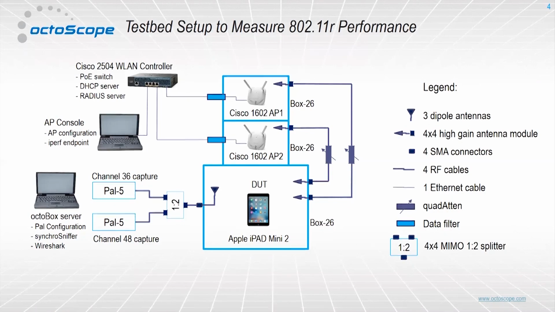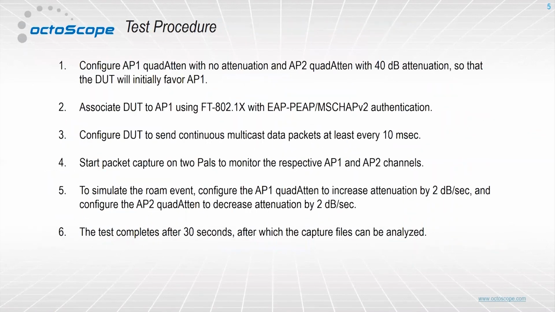So what we're trying to simulate is if you have two access points at two opposite ends of your office, and you walk from one end to the other. So this is just recapping what I just said. We configure AP1 with no attenuation, AP2 with 40, and then using a script, we program the programmable attenuators to slowly change their attenuation values. The rate is always 2 dB per second.